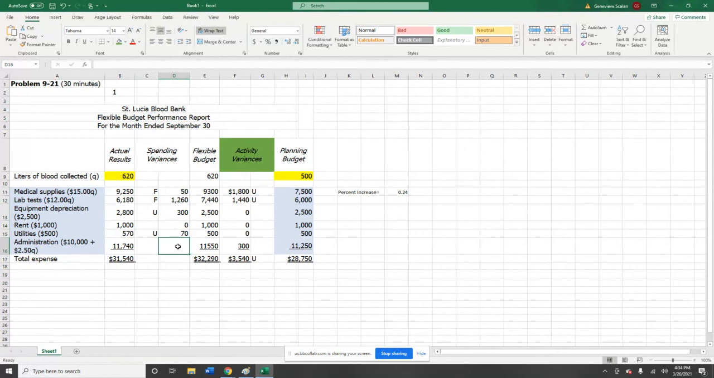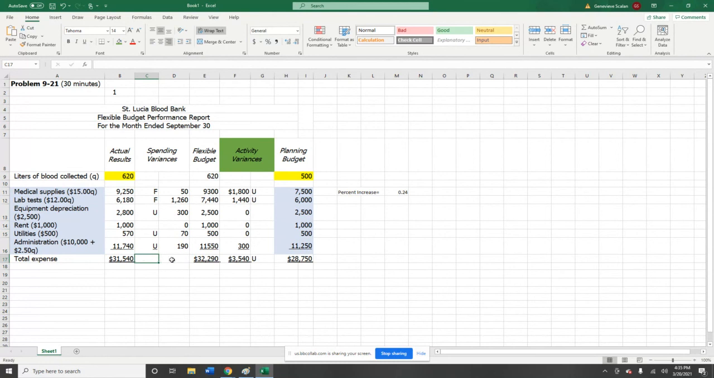And administration is, I'll just take the difference minus that. I don't know why it doesn't like that. 90, okay. So we thought we would spend 11,550, we spent 11,740, so that's technically unfavorable. It's not like it's huge or anything.